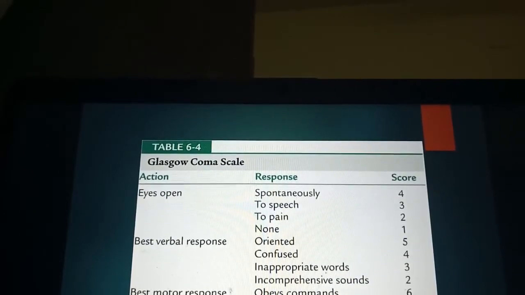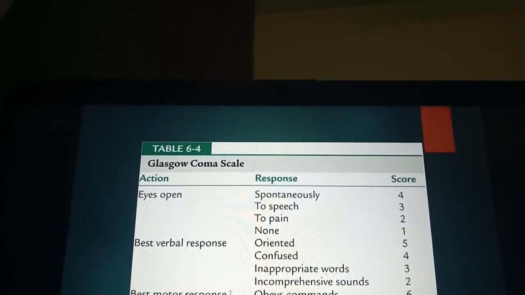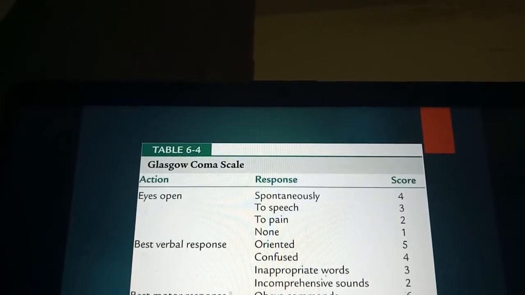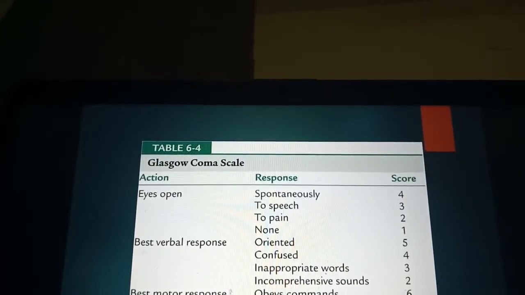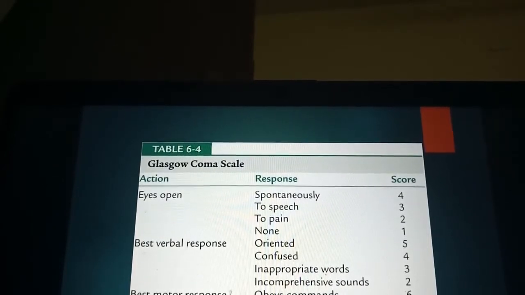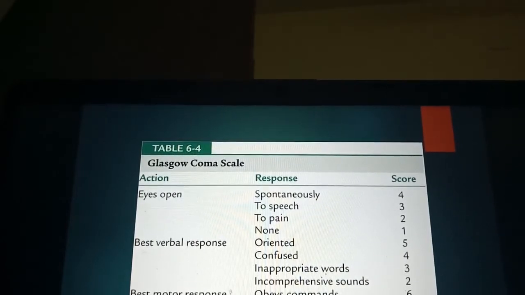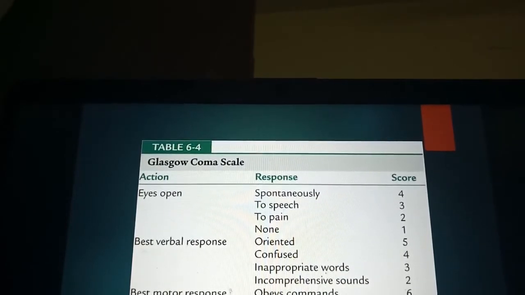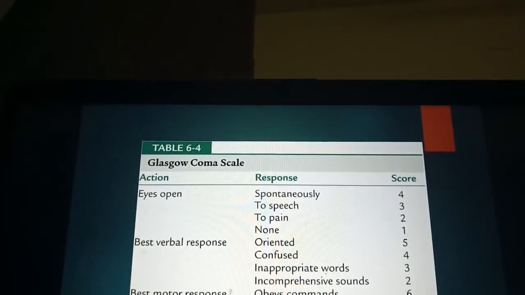And the best motor response, that is how they move their body. When they obey commands, if you tell them to lift their hand, they lift their hand. If you tell them to open their eyes, they open their eyes. Then you give a score of 6. If they move when you give painful stimuli, you give a score of 5. If there is flexion withdrawal, that is there is a withdrawal and the body goes into flexion, you give a score of 4. If there is abnormal flexion, you give a score of 3. If there is abnormal extension, you give a score of 2. If there is flaccid paralysis, you give a score of 1.